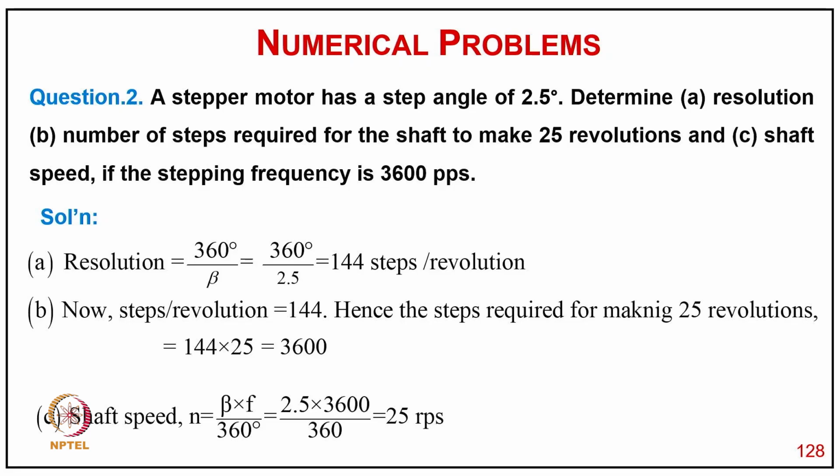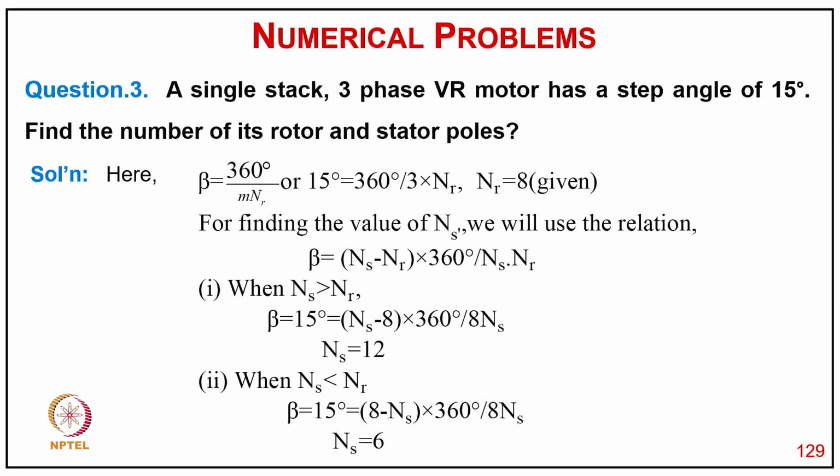A stepper motor has a step angle of 2.5 degrees. Determine the resolution, number of steps required for the shaft to make 25 revolutions, and the shaft speed if the stepping frequency is 3600 pps. So resolution is 360 by beta, where beta is the given step angle, so there are 144 steps per revolution. Now steps per revolution is 144, hence the steps required for making 25 revolutions is 144 into 25, that is 3600, and shaft speed is beta into f upon 360, putting values it comes 25 rps.